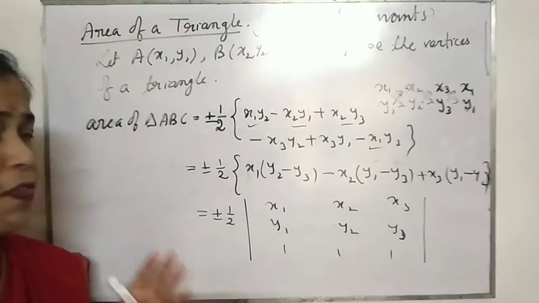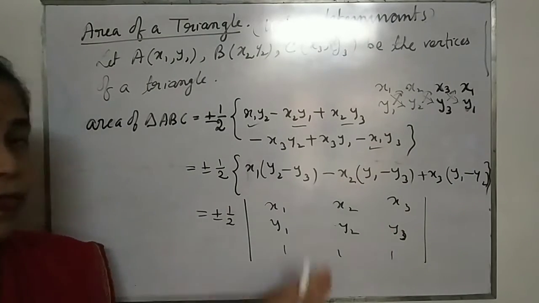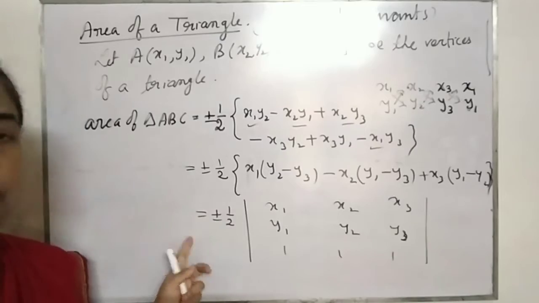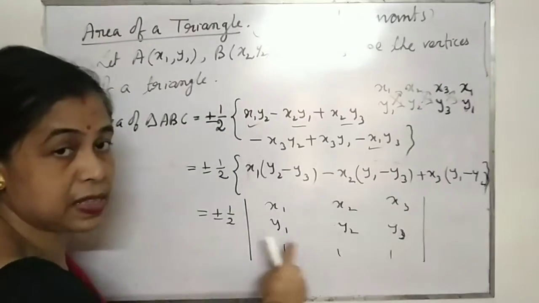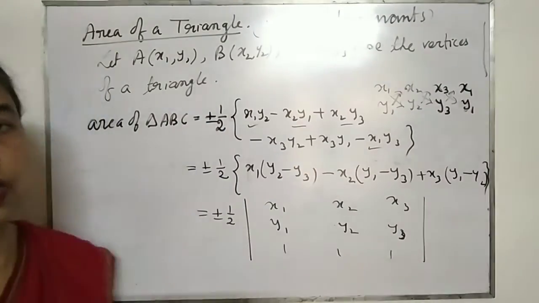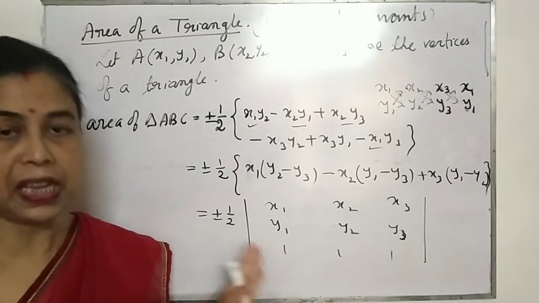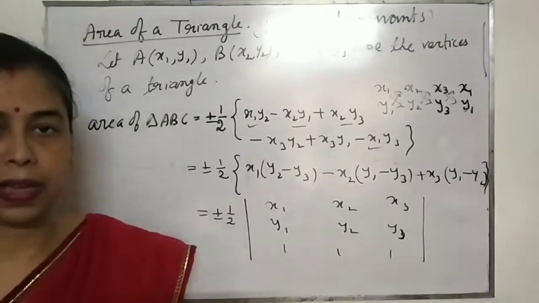Now sometimes, if you want, you can use the property of determinant, and this can be written in terms of columns also. That is plus or minus half, first column x1, x2, x3, second column y1, y2, y3, third column 1, 1, 1. So try to remember this formula. Using this, we are going to find the area of a triangle.